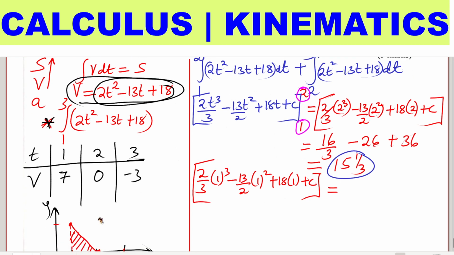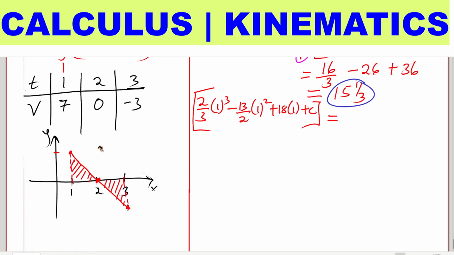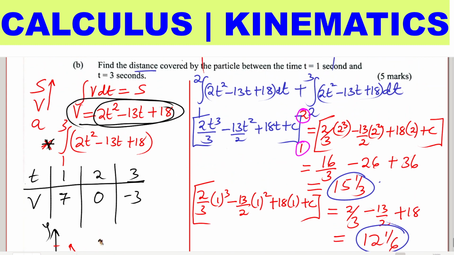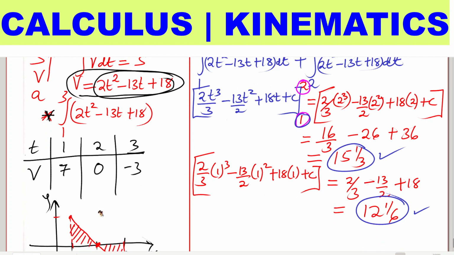So this one is going to give, when you work it out, 2 thirds minus 13 over 2 plus 18. And when you work it out this will give 12 and 1 over 6. So that is what you get. So we substituted 2, we got that. Then we substituted 1 here, we got this. So you subtract the 2.